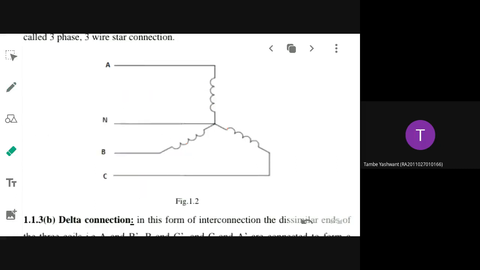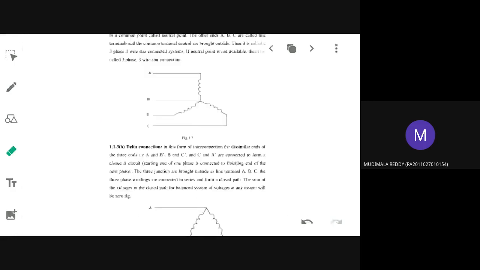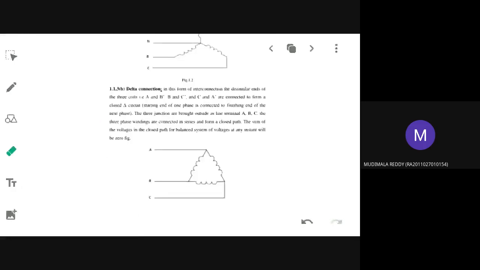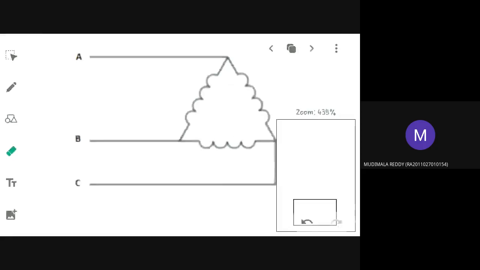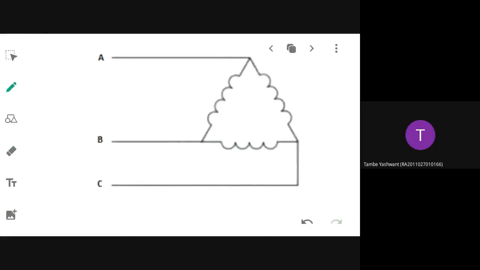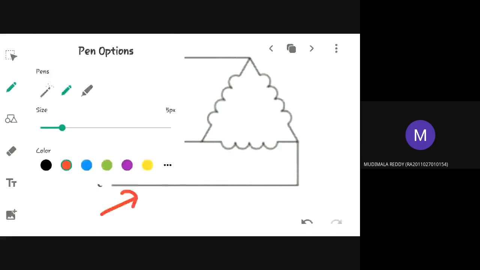So what type of connection is this? Again, I am asking you, what is the name of this connection? Star or Y connection. Okay, star or Y. Suppose again I am having these 3 phases, but a different circuit representation. This is called what connection? Delta connection.